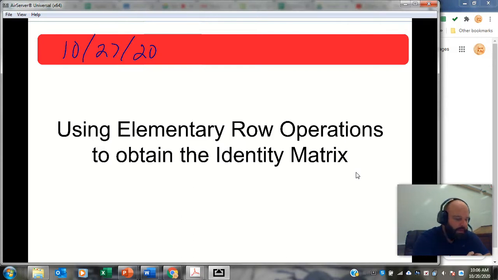Okay, good morning, everybody. So today we're going to continue to discuss Chapter 7, Section 1. And I'm going to briefly give you a little bit of an idea of what would entail if we were to try to solve these systems by hand.